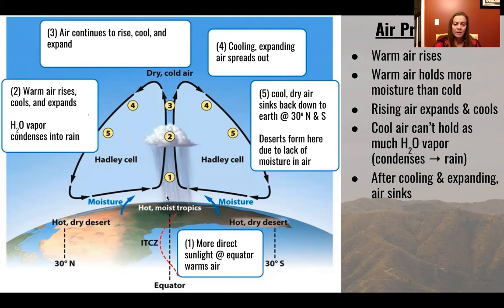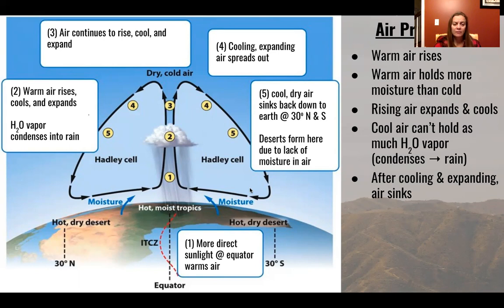So when we look at this, we have lots of direct sunlight right at the equator. That's going to warm the air and it's going to cause evaporation of water. And then as that warm air rises, it cools and expands. That water vapor is going to condense into rain, which is going to fall right back down onto the tropics. As the air continues to rise, it cools and expands. And now that it's cooler, it's going to start spreading out both north and south of the equator.